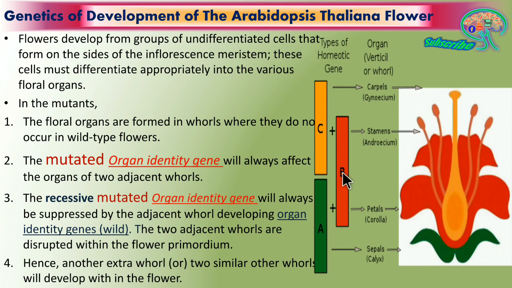If you mutate the class B genes, which are responsible for the petals and the stamens, then at this position there can be the development of one extra set of sepals and one extra set of carpels. In this manner, the extra whorl of the similar organ is going to develop from the normal genes of the organ identity class. So this is the meaning.